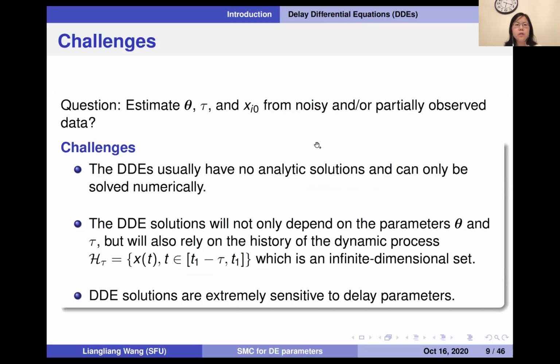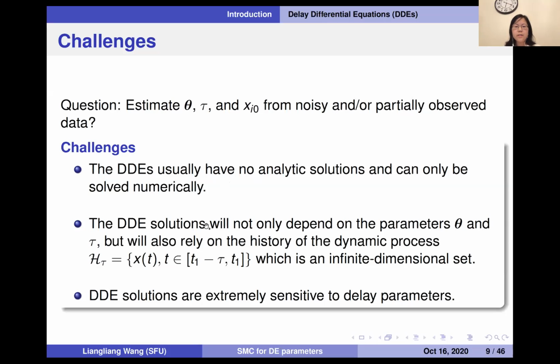The challenge is that we need to estimate all these parameters, including theta and the delay parameter tau and the initial state, from noisy or partially observed data. There are several challenges. Usually we have to use numerical solvers to solve these differential equations. There's no analytic solution, so we have to solve them numerically.